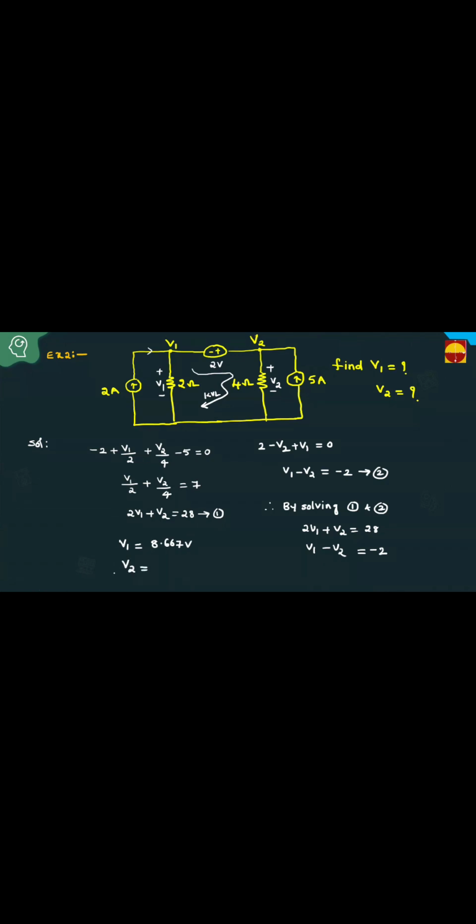What is the V2 you got? V2 is 10.667 volts. Just simple. Substitute V1 here, you get V2, 10.667 volts. This is V1 and V2. So the concept is very simple: when you apply the supernode analysis, then you have to apply the supernode analysis. Clear? Next. V1 is 8.667, V2 is 10.667 volts.